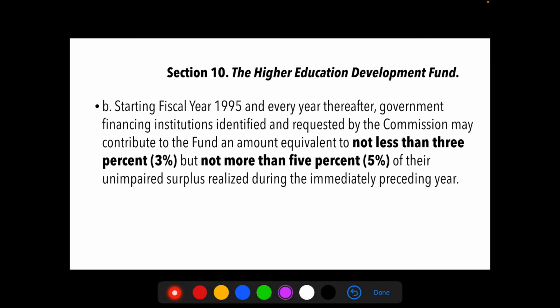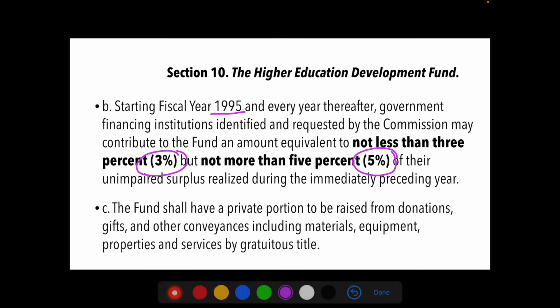Still on Section 10, starting fiscal year 1995 and every year thereafter, government financing institutions identified and requested by the Commission may contribute to the fund an amount equivalent to not less than 3% but not more than 5% of their unimpaired surplus realized during the immediately preceding year. Next, the fund shall have a private portion to be raised from donations, gifts, and other conveyances, including materials, equipment, properties, and services by gratuitous title.